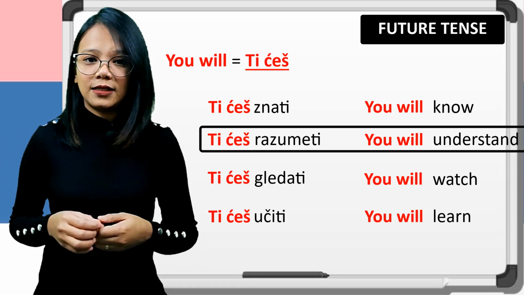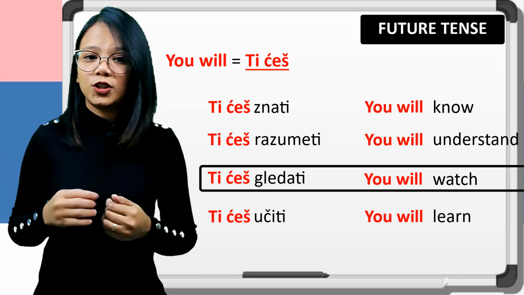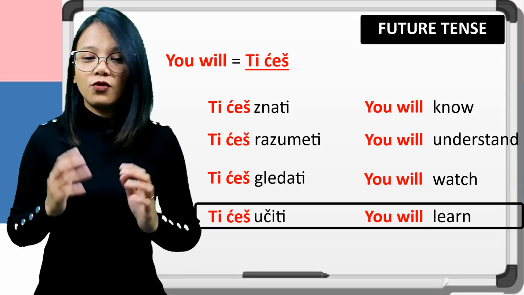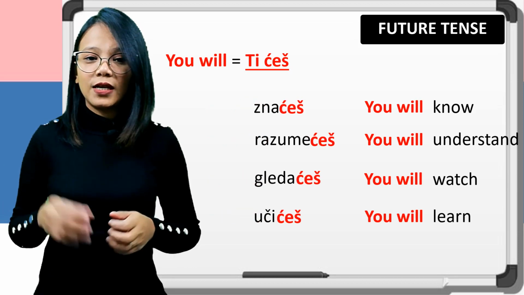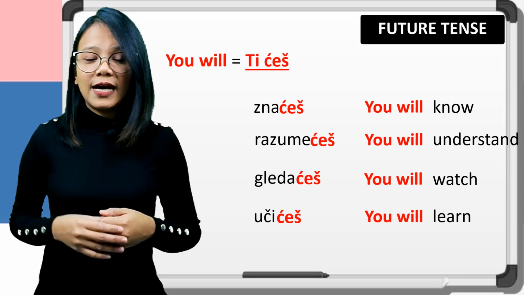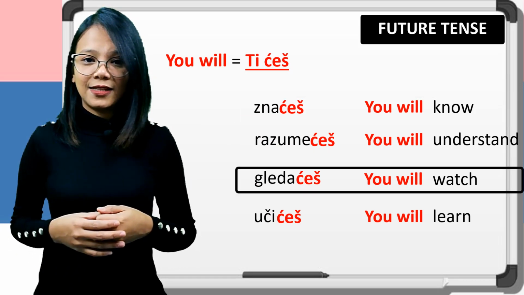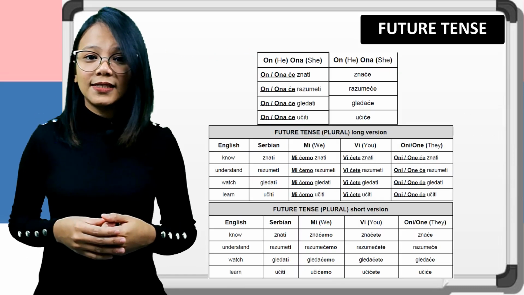You will understand. Teachers plus gledati, teachers gledati, you will watch. Teachers plus učiti, teachers učiti, you will learn. For the short version, just remove ti and other corresponding endings. In this case, ćeš. Značiš, you will know, razumećeš, you will understand, gledaćeš, you will watch, učićeš, you will learn. For the rest, are the same.